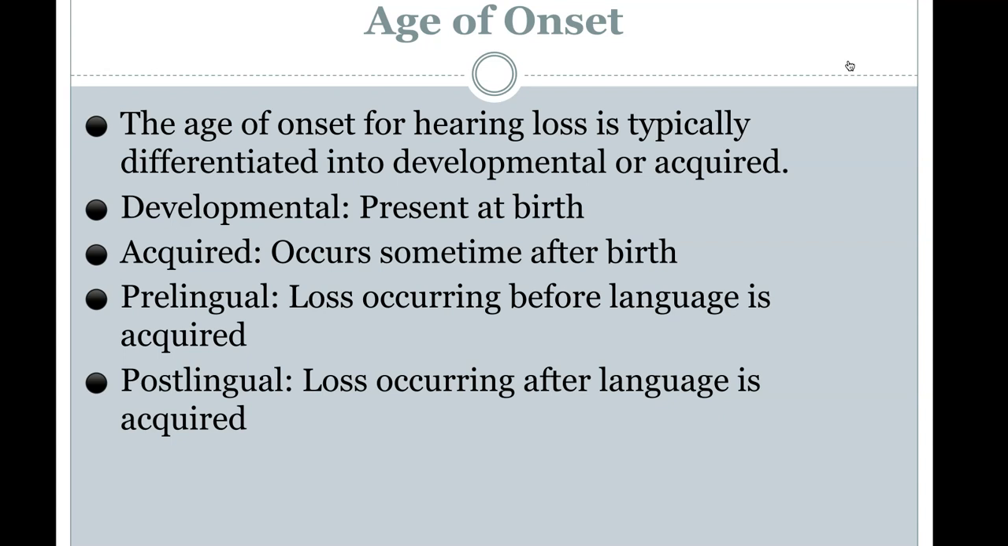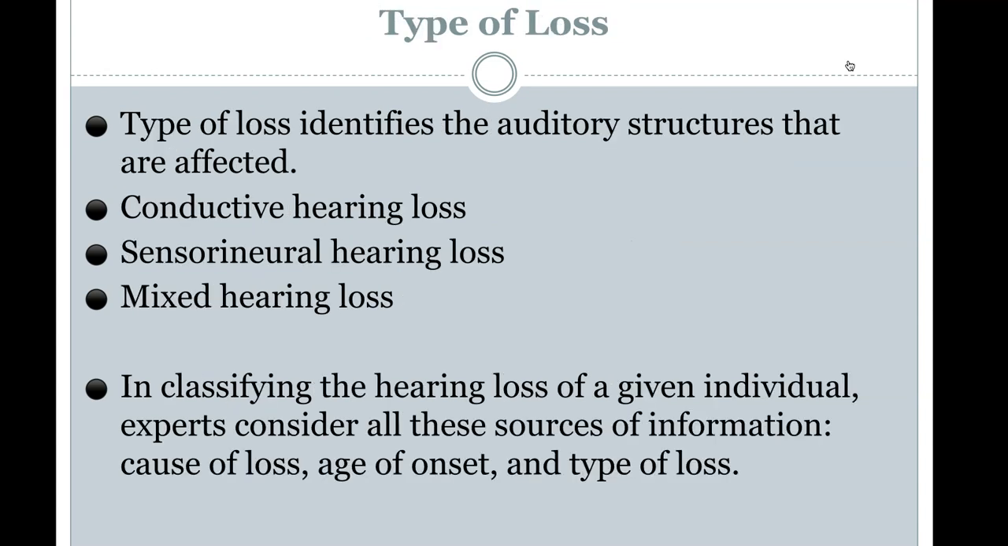Age of onset. The age of onset for hearing loss is typically differentiated into developmental or acquired. So is it developmental, or present at birth? Is it acquired? Did it occur sometime after birth? And like we talked about before, is it prelingual, where the loss occurred before language is acquired, or is it postlingual, where the loss occurred after the language was already acquired?